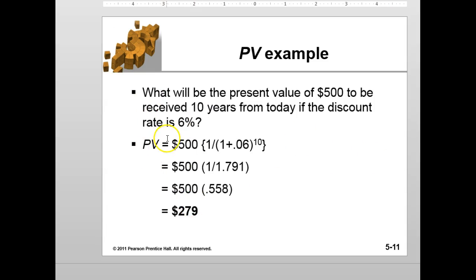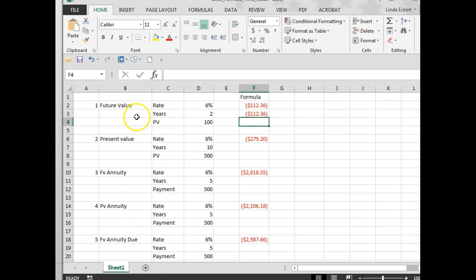So we want to know what the present value of $500 will be in 10 years with a discount rate of 6%. So we're looking at the present value. They're saying you're going to have $500 in 10 years at 6%, and you can see how this calculation comes down.